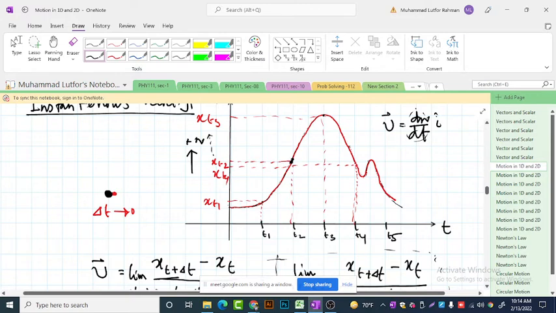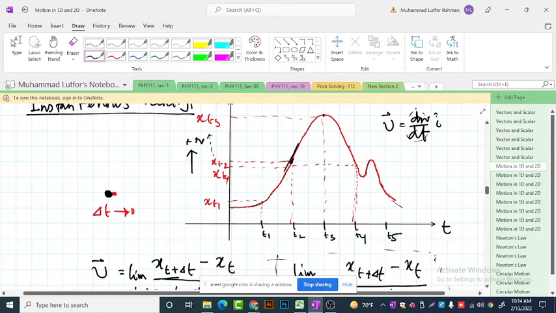So from the mathematical point of view, you can say dx over dt is basically the tangent of this curve. Am I right? Yes, sir. So that means if you know the position versus time graph, and you find the tangent of that curve, that will give you the velocity. If the tangent is positive, the instantaneous velocity will be positive. If the tangent is negative, the instantaneous velocity would be negative.